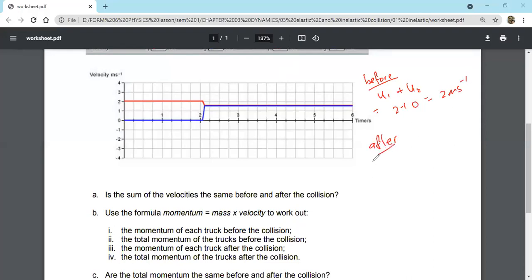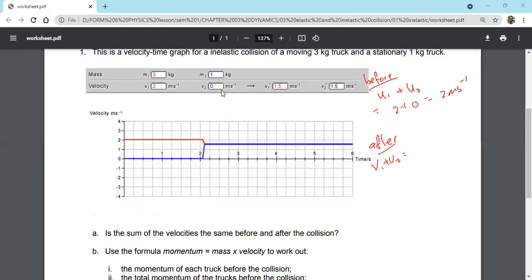After collision, okay, V1 plus V2, what will be the V? We notice that V1 plus V2 is equal to 1.5 plus 1.5. So that means that after collision, it is equal to 3 ms^-1. So is the sum of the velocity the same? The answer, no. Why? Because before collision is 2, after collision is 3.